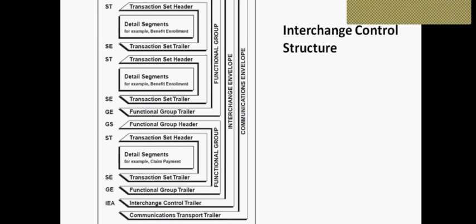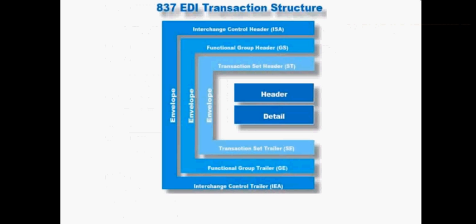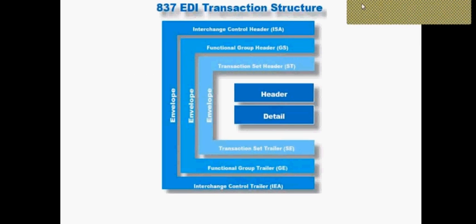Okay, so let us move forward. It's a little bit more graphic here. For example, we talked about ST, the transaction set, which consists of a header and a trailer. So a header information and a trailer information. And if there is another billing provider, this particular header and trailer repeats.